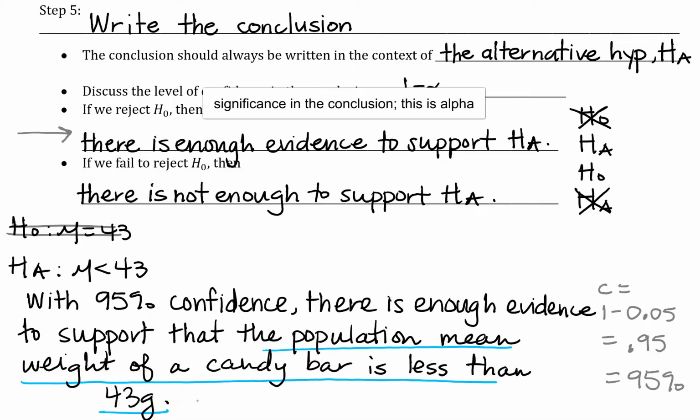Everything that I just highlighted in blue, that is exactly what HA says. The population mean weight is smaller than 43, is less than 43. We put our level of confidence. We discussed that in the beginning with the 95%. That's coming from 1 minus alpha, giving us our 95%. And the decision that we have that there is enough evidence is coming from the fact that we rejected HO. So when we reject HO, we take HA.